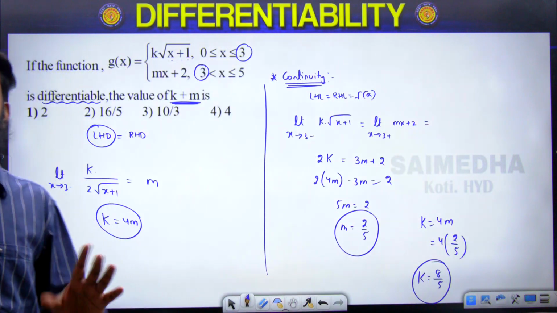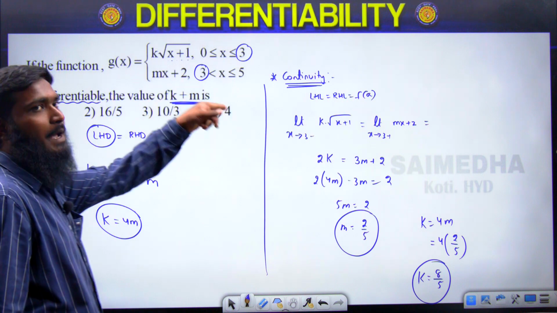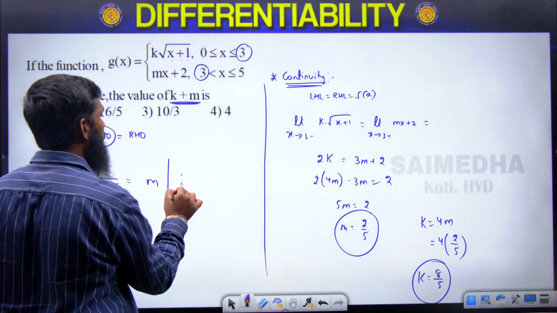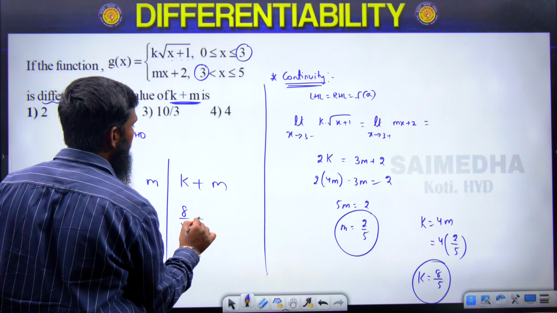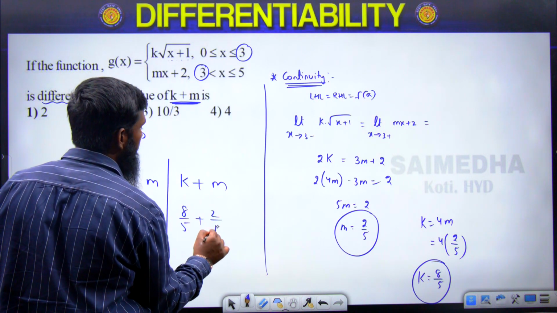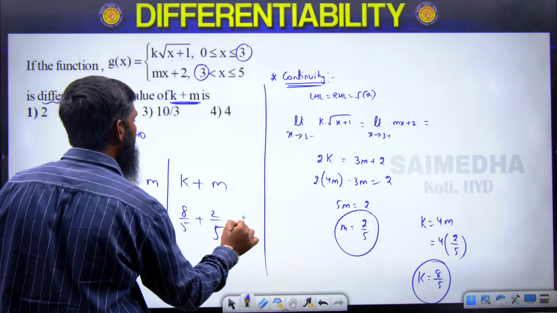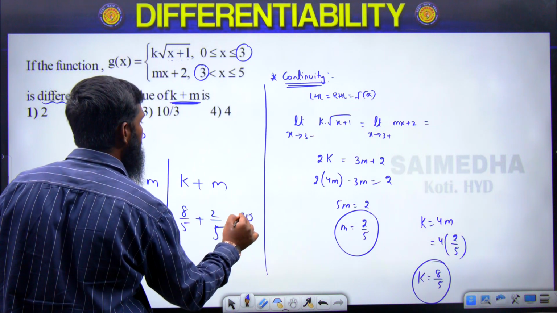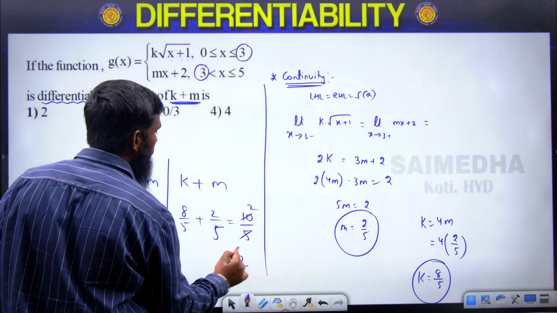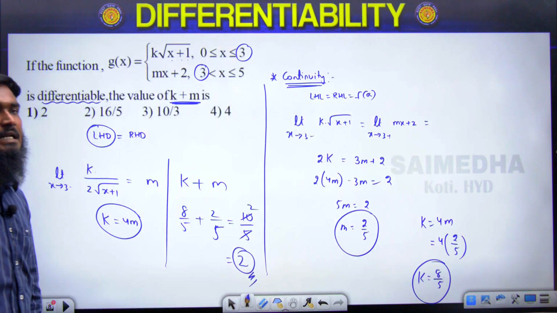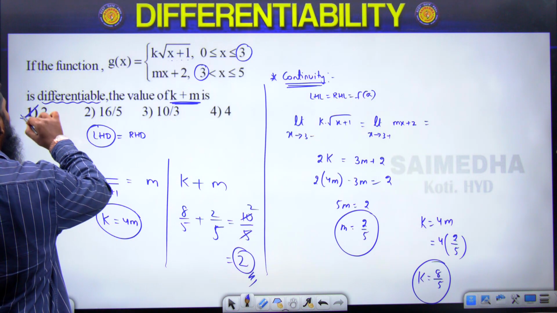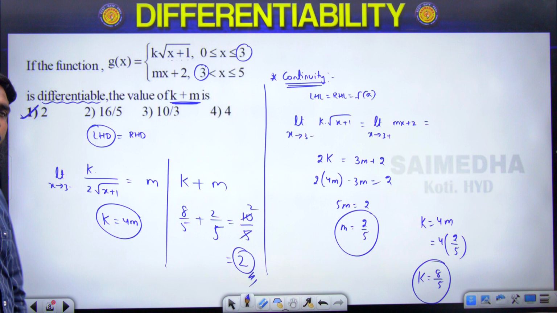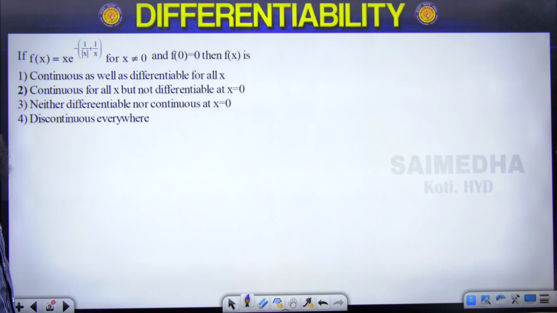But the question is not asking for them separately. It is asking for k plus m. K plus m means what can we do? What is the k value we have? 8 by 5 plus the m value 2 by 5, which is equal to 10 by 5, meaning 5 1s are 5, 5 2s are 10, which is equal to 2. So we are getting the final answer for k plus m as 2. So let us go with option number 1. Option 1 is correct. Now let us see the next question over here.